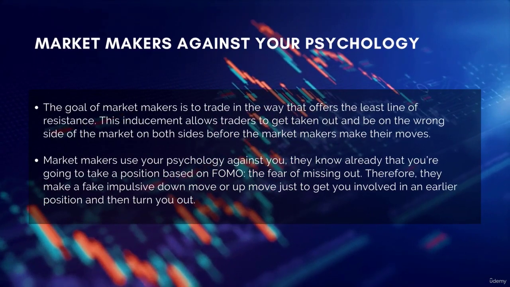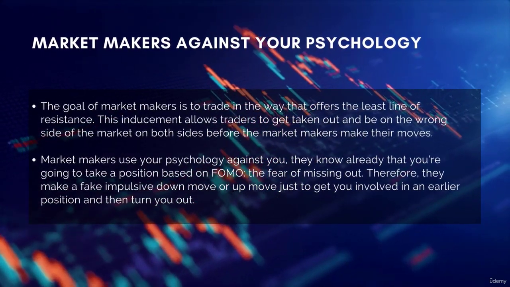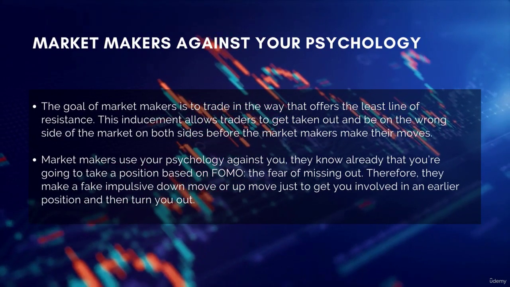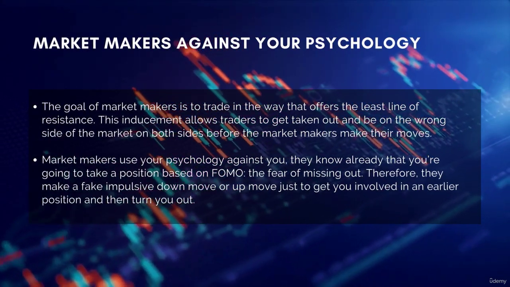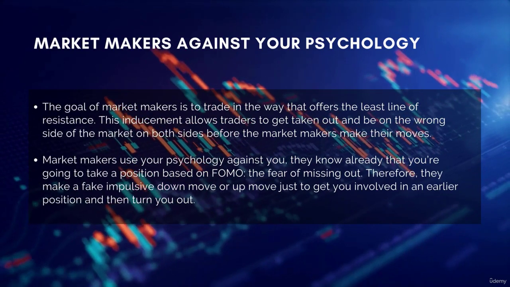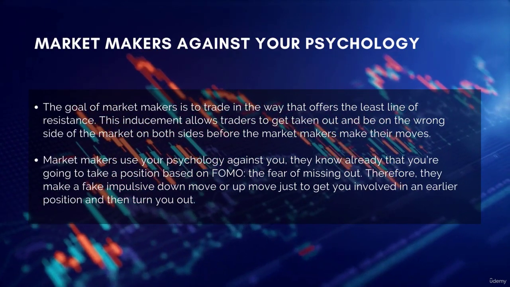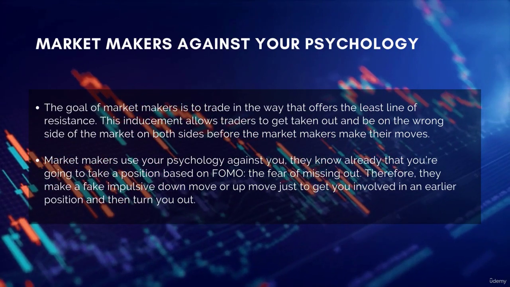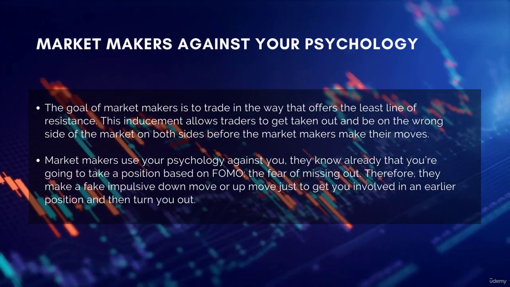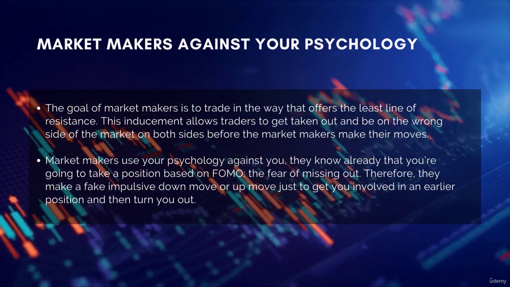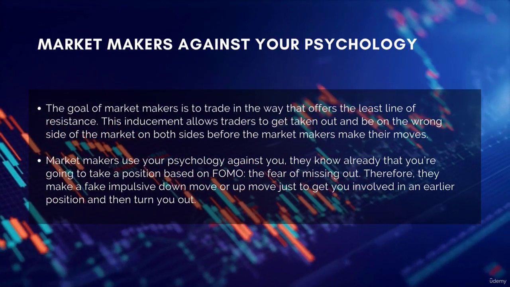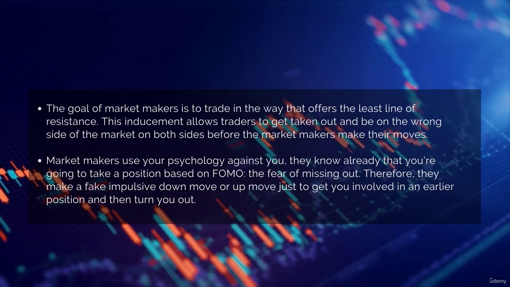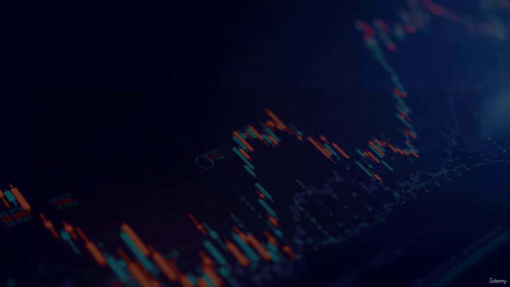Market makers use your psychology against you. They know already that you are going to take a position based on FOMO, the fear of missing out. Therefore, they make a fake impulsive down move or up move just to get you involved in an early position and then turn you out. They will take your stop losses before continuing their final moves. So let's see figures of inducement to understand this concept better.